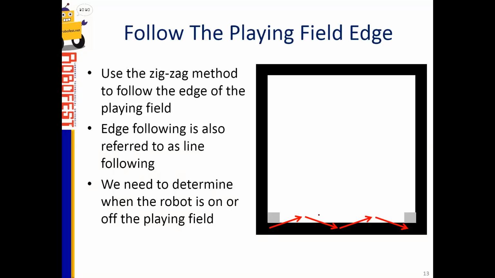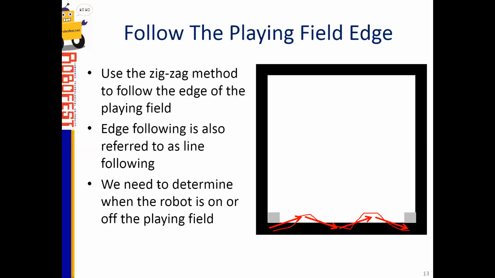Off the field, turn left. On the field, turn right. Off the field, turn left. On the field, turn right. And your robot will zigzag and wiggle waggle as it follows this line.